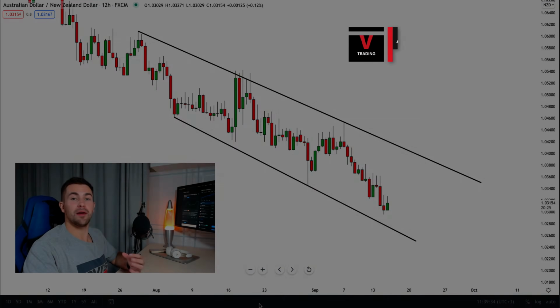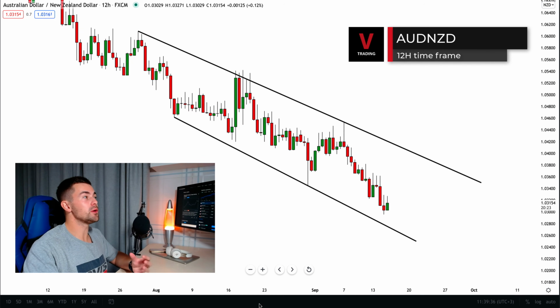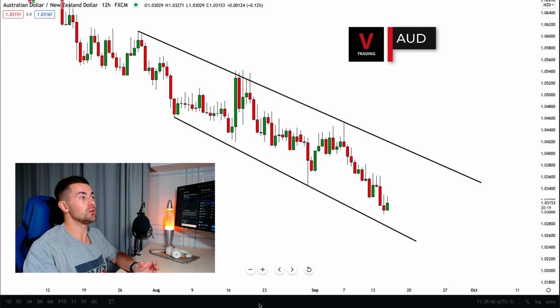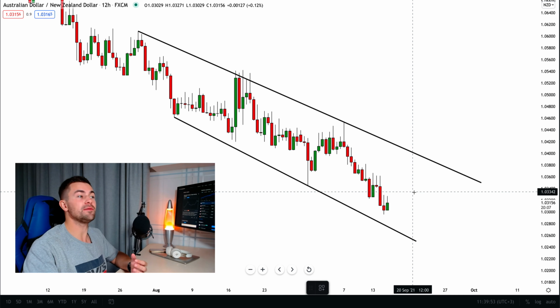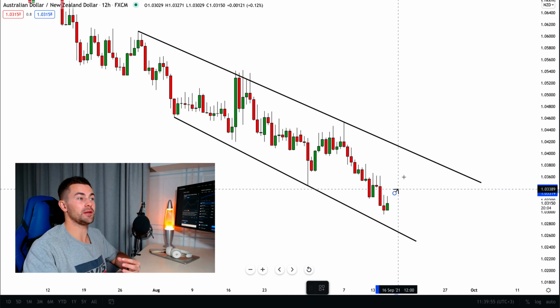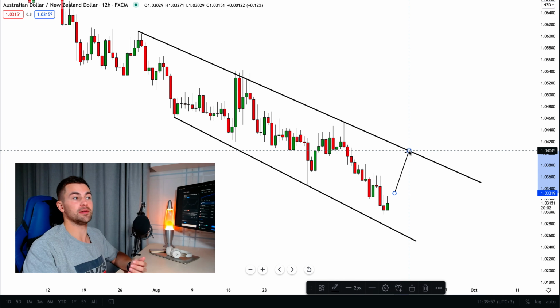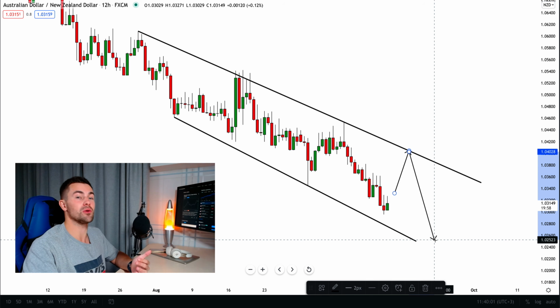Let's continue. A falling parallel channel is spotted on the Aussie-New Zealand pair. Here the market is trading in a bearish trend, and lower highs and lower lows of the price action here respect the boundaries of this parallel channel. And for us, it is the indicator that the market is trading in a healthy bearish trend. And for us, the safest point to sell the market is the resistance of this channel. From the resistance of the channel, we will expect a bearish continuation to new structure lows.